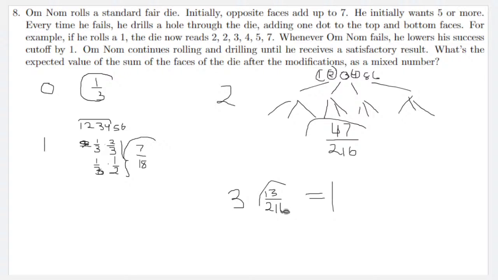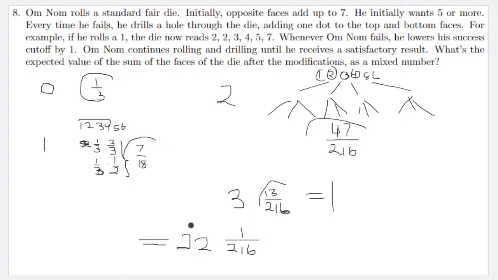Okay, now we want the expected value of the number of drills. Well, what expected value means is you multiply the probability by the value, and then you sum it all together. So you have 1/3 times 0 plus 7/18 times 1 plus 47 over 216 times 2 plus 13 over 216 times 3. And then your end result should be 22 plus 1 over 216.